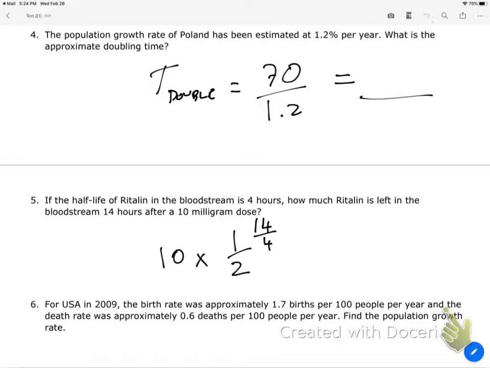Okay, so 0.5, raise that to the power 14 over 4. 14 divided by 4. Okay, hopefully it's that, times 10 equals, and that equals 0.88. It is quite small, because it's halved to 5, it's halved again to 2.5, it's halved again to 1.25, halved again. So that's what you're getting down to. Okay? Right, let's look at the next one.